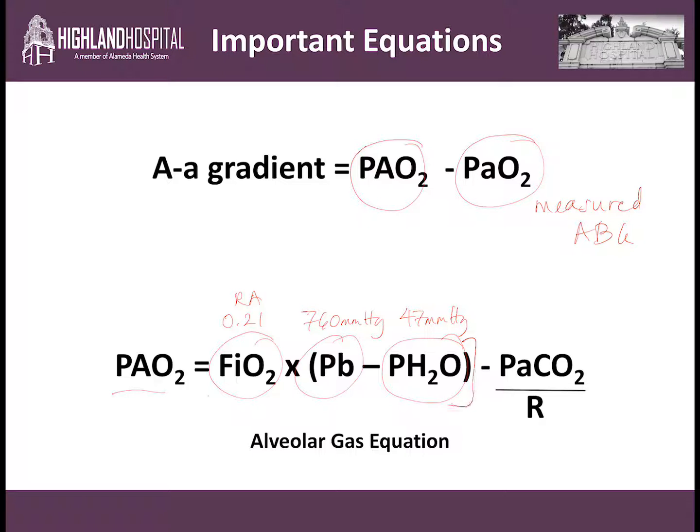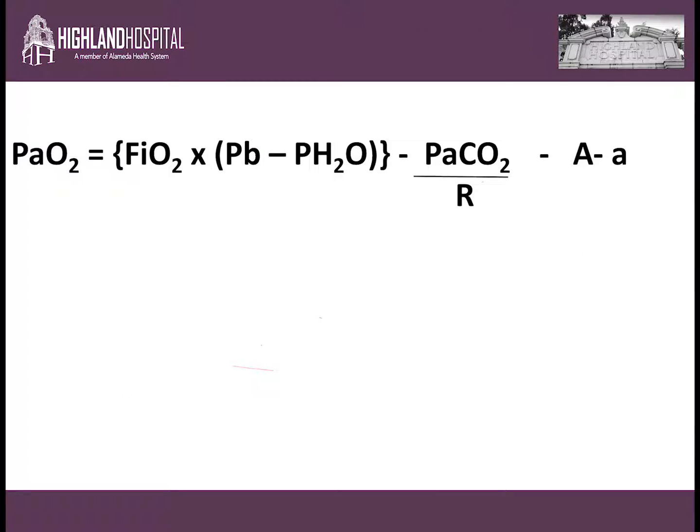Now you take that entire term and you subtract the arterial carbon dioxide tension, and this is usually about 40. And this is divided by the respiratory quotient, which is about 0.8. This can vary with metabolism, but it's usually about 0.8, and it only really gets affected when you have a very extreme diet.